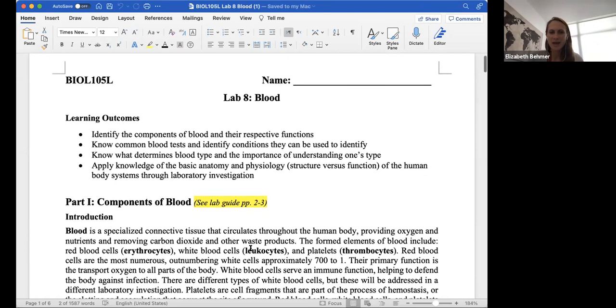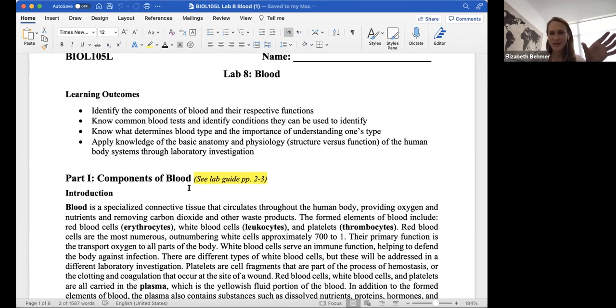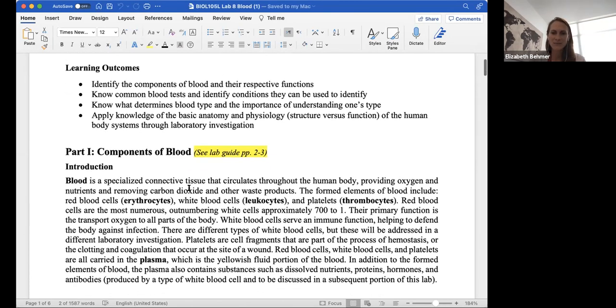Here are some learning outcomes. We'll look at identifying the components of blood and their functions. We'll look at some common blood tests. We'll know what determines blood type and the importance of understanding your blood type. We'll apply the knowledge of basic anatomy and physiology through laboratory investigation that we have kind of through these lab guides. So again, use the lab guide as you're working through the worksheet.